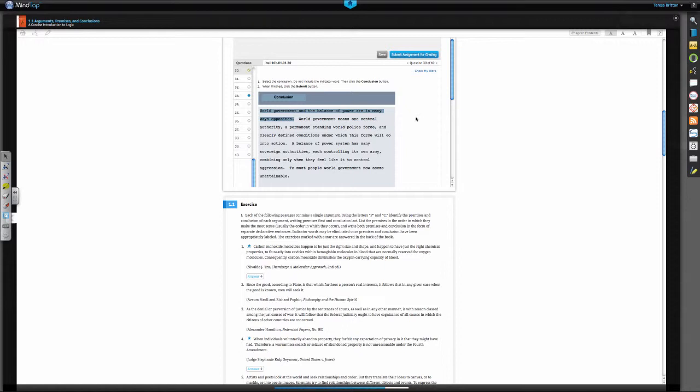Now take a look at that last statement. Somebody, reading this through, might go with the last statement as a conclusion: to most people, world government now seems unattainable. It's not the conclusion, but this is a trick that you'll see often. When the last sentence changes tone or changes the kind of statement that it is, and it certainly does here, they're talking about balance of power, world government, and then they talk about people's perceptions. When there's a shift in the last sentence, people will erroneously think that that's the conclusion because it feels different than the rest of the passage.